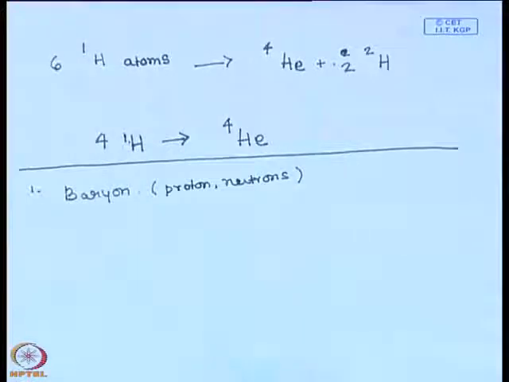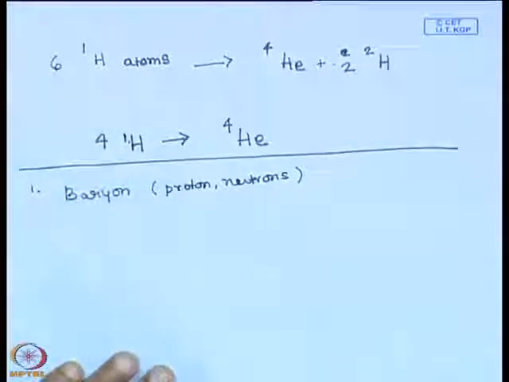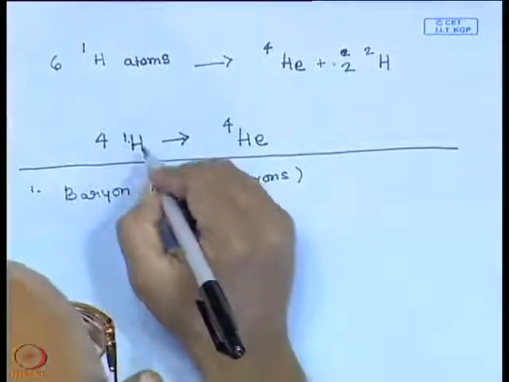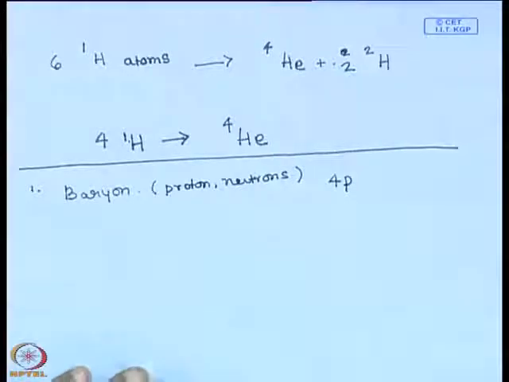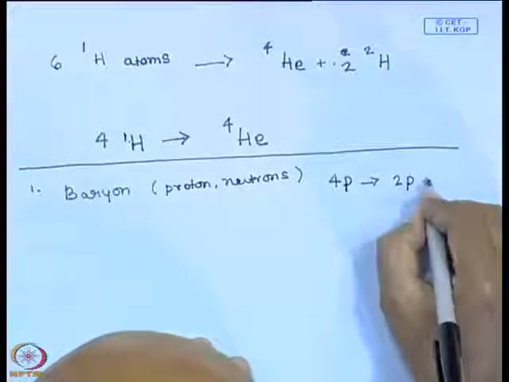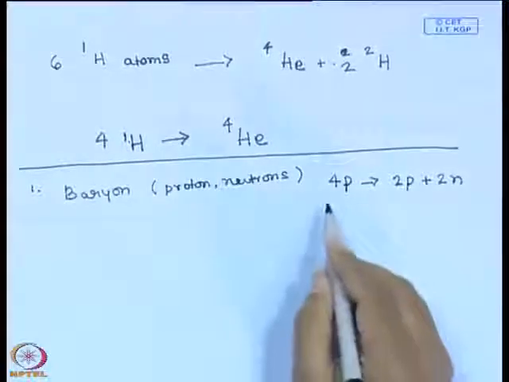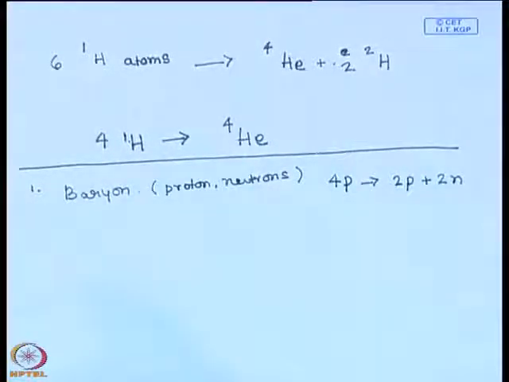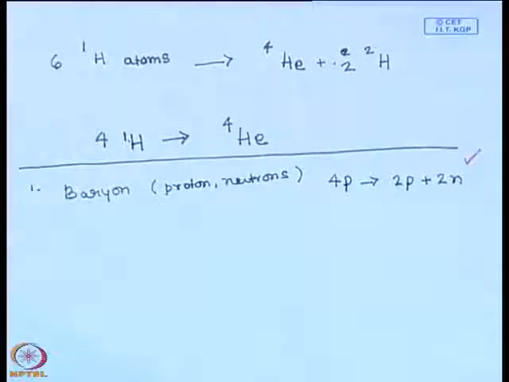So, let us see if this is conserved. To start with, we have 4 protons, and it goes to 2 protons plus 2 neutrons. The helium 4 has 2 protons and 2 neutrons, right. So, we see that the baryon number is conserved. So, we can put a tick mark here. Okay. Let us see next.